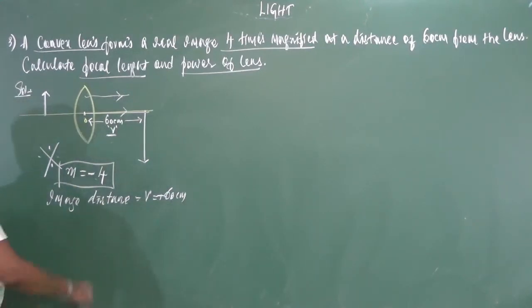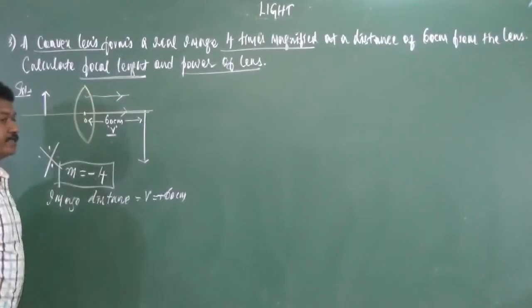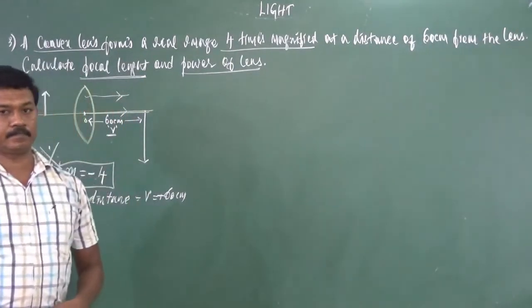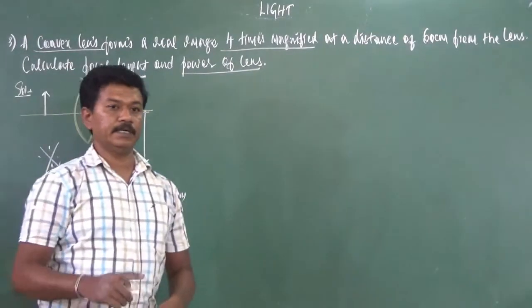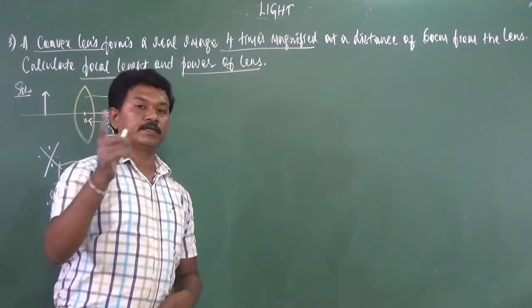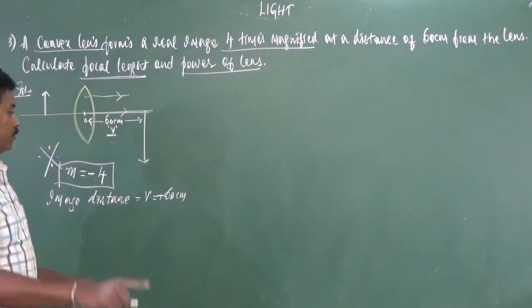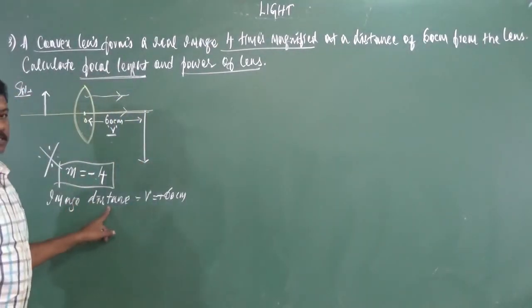Now you have to find the focal length. Focal length is related with image distance and object distance. That is in lens formula. In lens formula, focal length is related to object distance and image distance. So therefore we have only image distance.